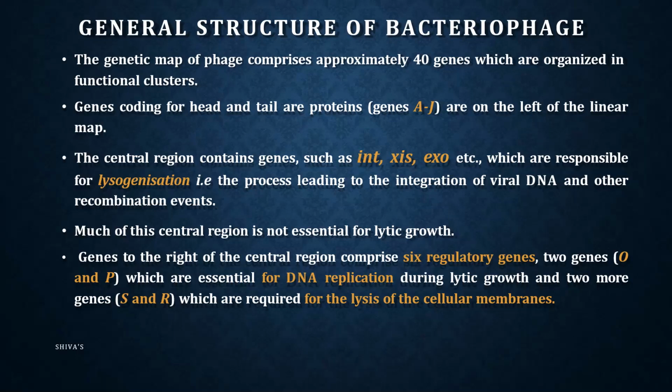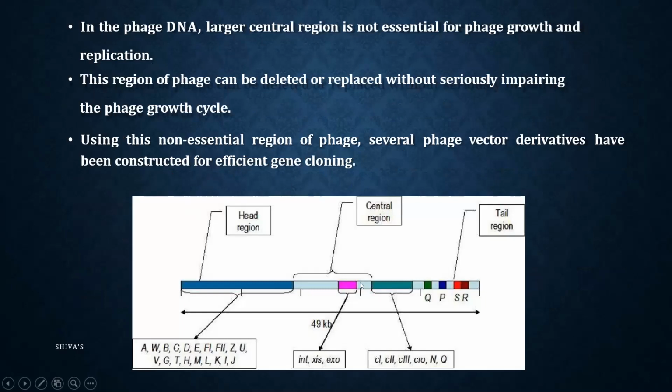To the right of the central region are six regulatory regions. In this, two genes, O and P, are essential for DNA replication during lytic growth, and two others, S and R, are required for the lysis of the cell membrane. These genes are not in an active form in the lysogenic phenomenon. This is the overall diagram of the gene structure.